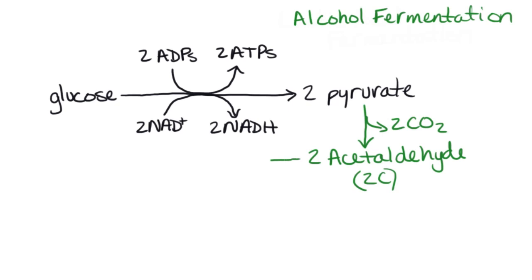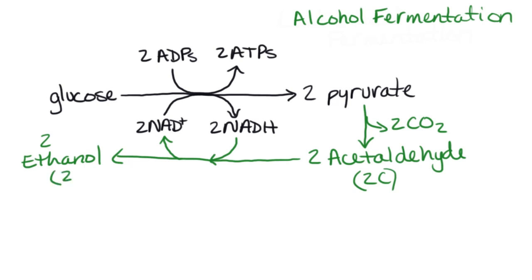Now what's going to happen is that acetaldehyde itself is going to get reduced, or it is going to receive the electrons back from NADH, which then turns back into NAD+. And the end product over here is that we get two ethanol molecules. Ethanol is a 2-carbon molecule as well.